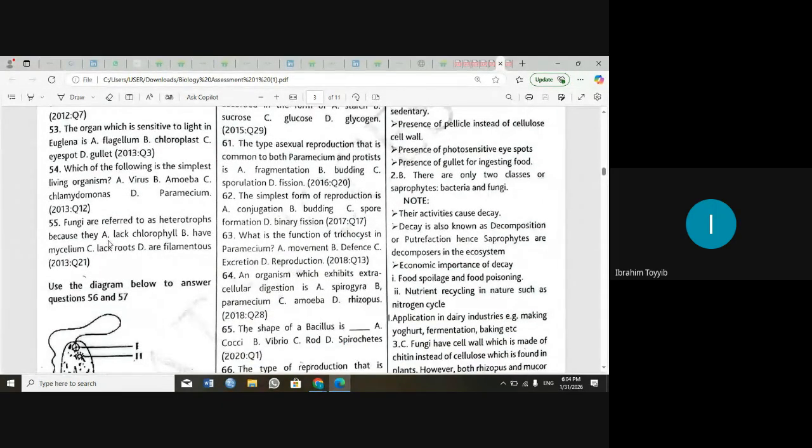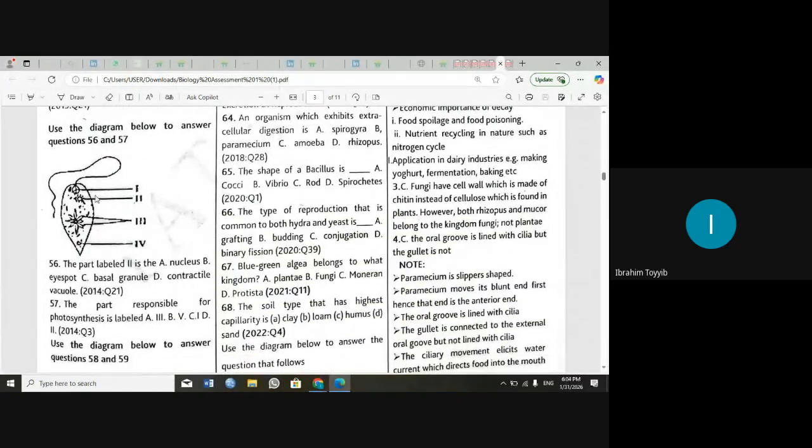Fungi are referred to as heterotrophs because they lack chlorophyll. Because if they had chlorophyll, they would be able to photosynthesize, and that would be autotroph, making their own food.